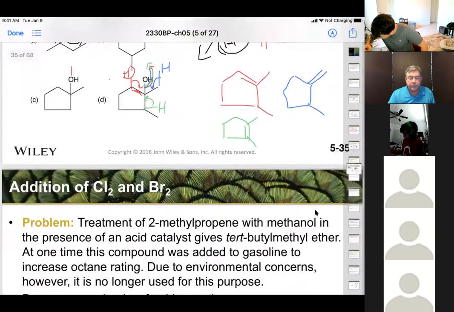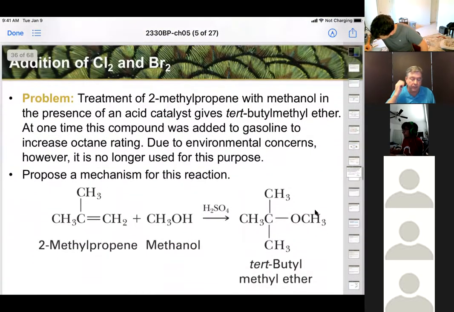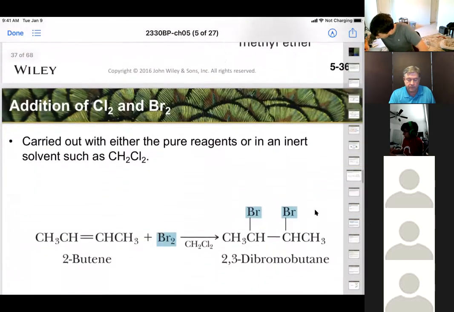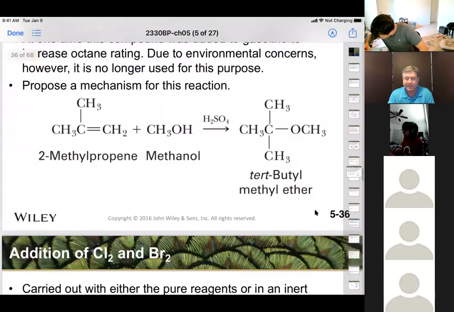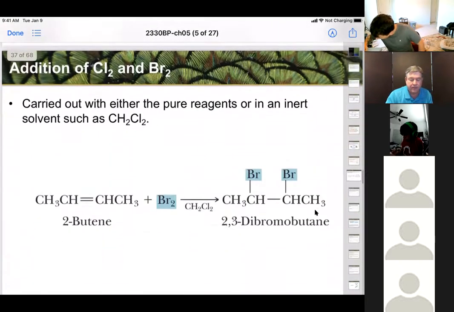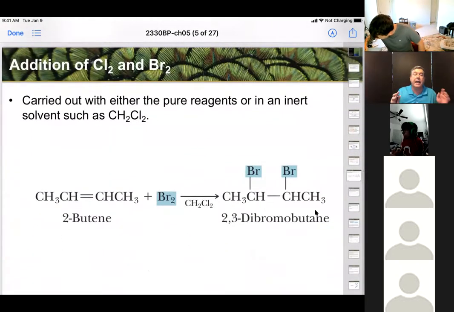Okay, so now let's go to halogens. Halogens are a little bit different. Let's skip that one. There's a reason I'm skipping it. So let's talk about just adding chlorine (Cl2) or bromine (Br2) across a double bond.